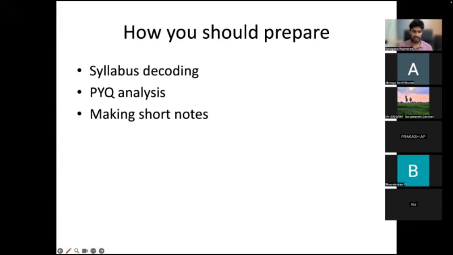That's why I launched this test series in October, for the next 4 months. Right. So the first thing you have to do is syllabus decoding. You don't need to worry about that. I will send the document before every test.